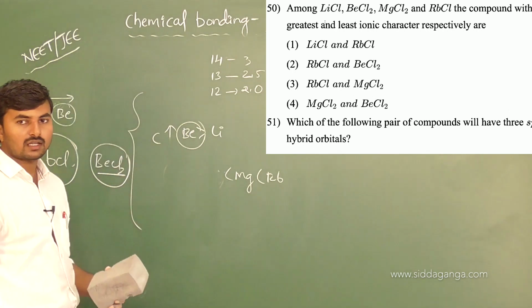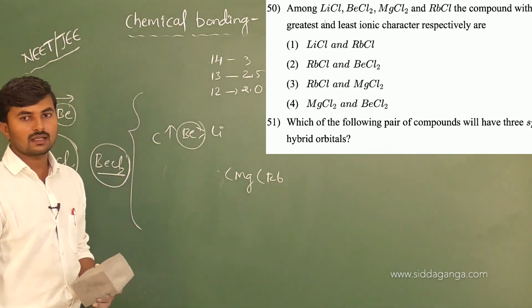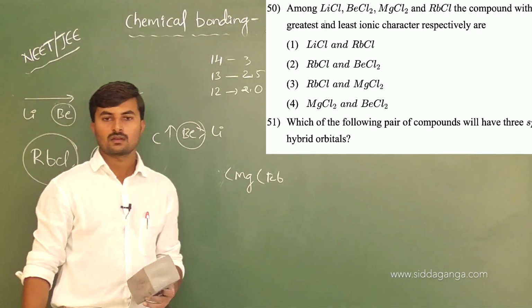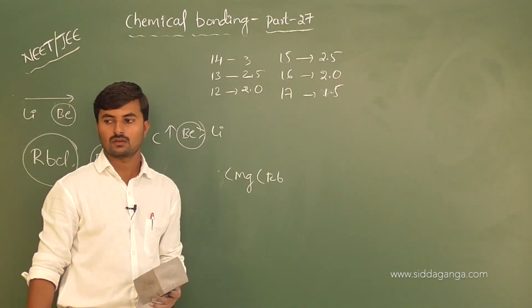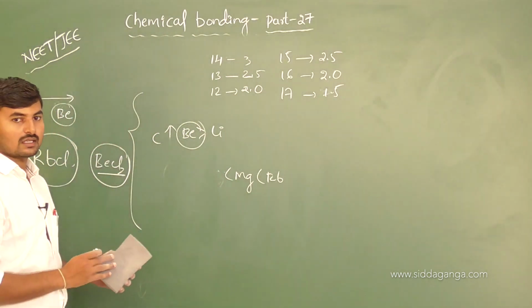Okay, then which is the correct option here? Option 2 will be the correct option, that is RbCl and BeCl2 will be the correct pairs. Okay, the remaining questions we will discuss in the next class.